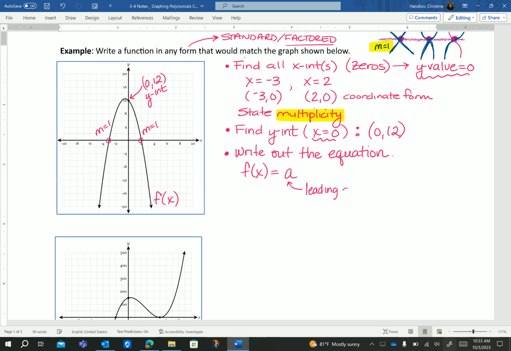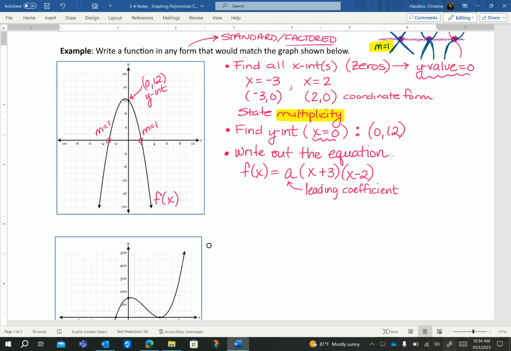But this is your leading coefficient value, and it's unknown, so we're using the variable a for the leading coefficient. Then I want you to write out the factors of your x-intercepts. The x equals -3 has a factor of x plus 3. The x-intercept of x equals 2 has a factor of x minus 2. So here's our shell of an equation, okay?